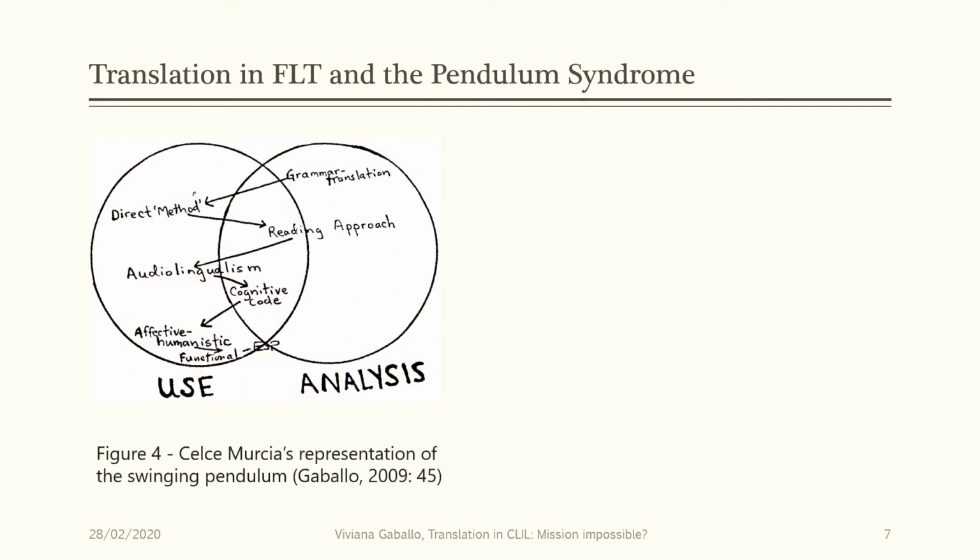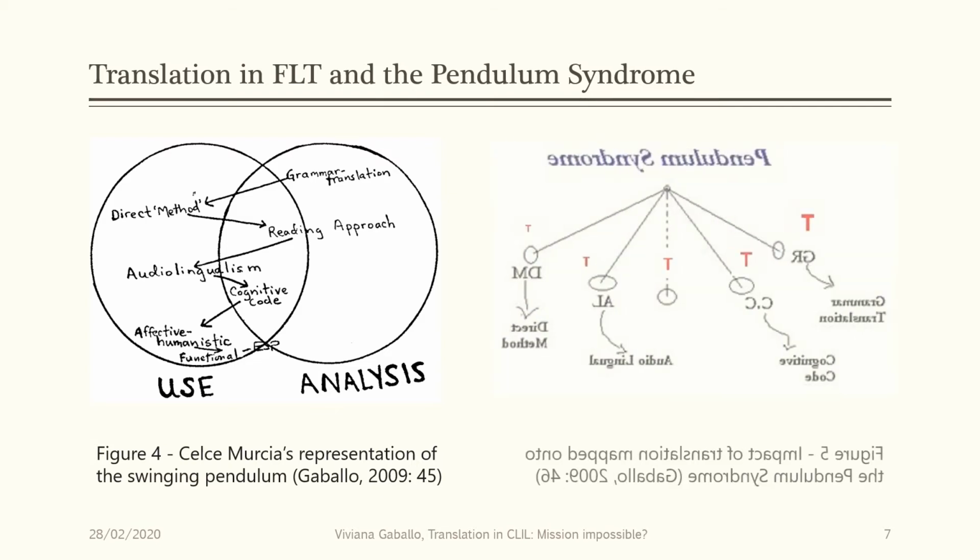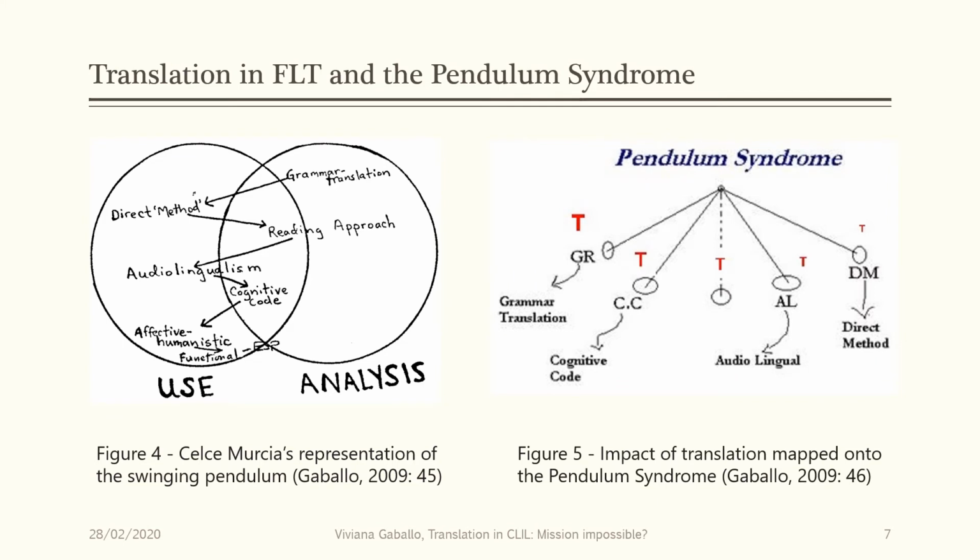In the history of foreign language learning, the pendulum has swung back and forth between focus on language analysis and focus on language use, with translation having a decreasing impact on foreign language learning as the pendulum swung towards language use. Translation was considered either essential, for instance within the frame of the grammar translation method, or detrimental in the context of various communicatively oriented approaches.